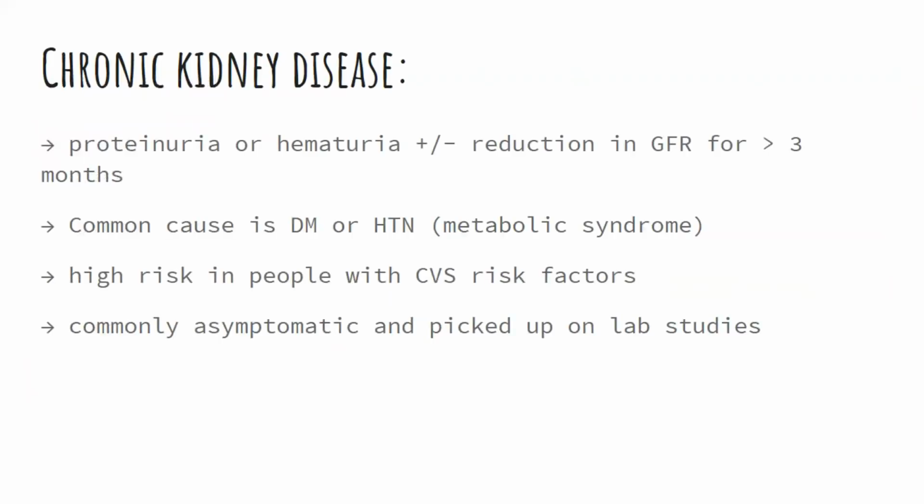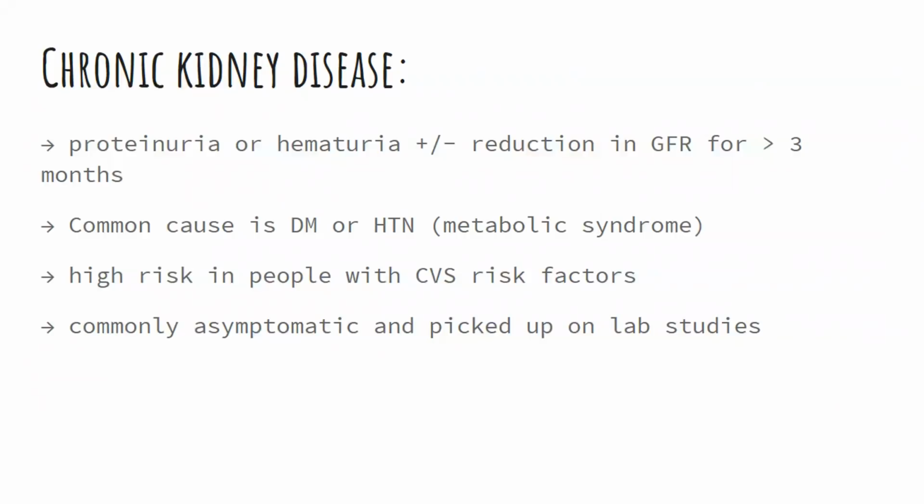Now, talking about chronic kidney disease. This is commonly seen in diabetics, which is the number 1 cause. All it's saying is that you're having damage to the kidneys, and this damage is marked for greater than 3 months. The most common causes are diabetes and high blood pressure. If you remember back to your Year 1 lectures, these are 2 out of the 4 things that make up metabolic syndrome.